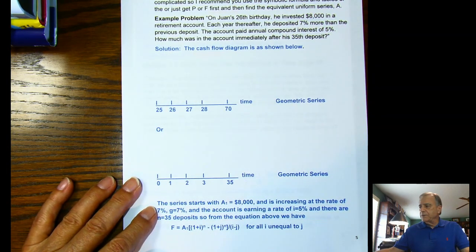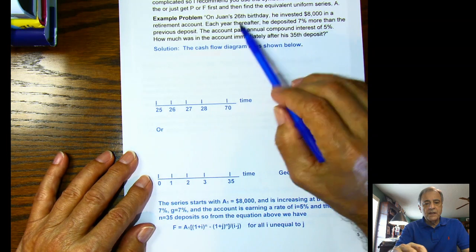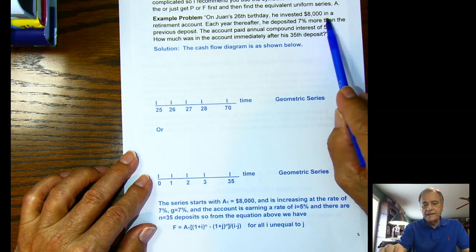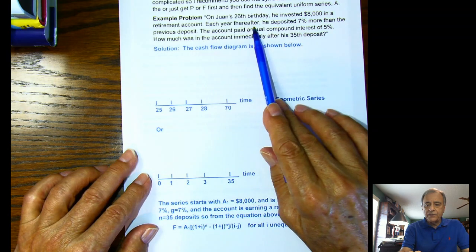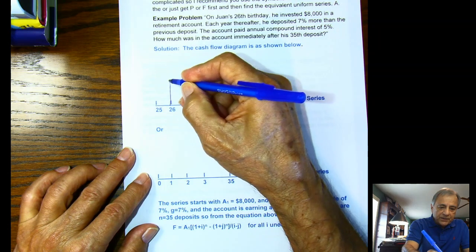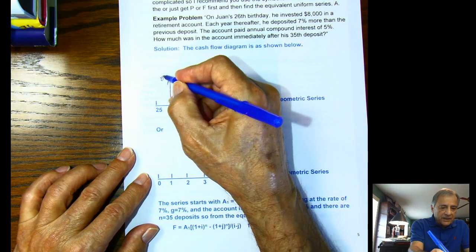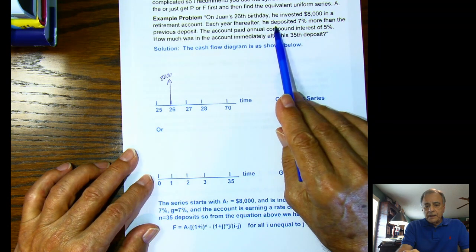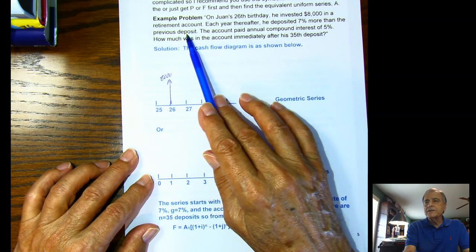So I'm going to give you an example problem now. The example problem says, on Juan's 26th birthday, he invested $8,000 in a retirement account. Each year thereafter, so let's put that $8,000 here, 26th birthday, right there, 25, 26, so on, $8,000. And each year after that, he deposited 7% more than the previous deposit.